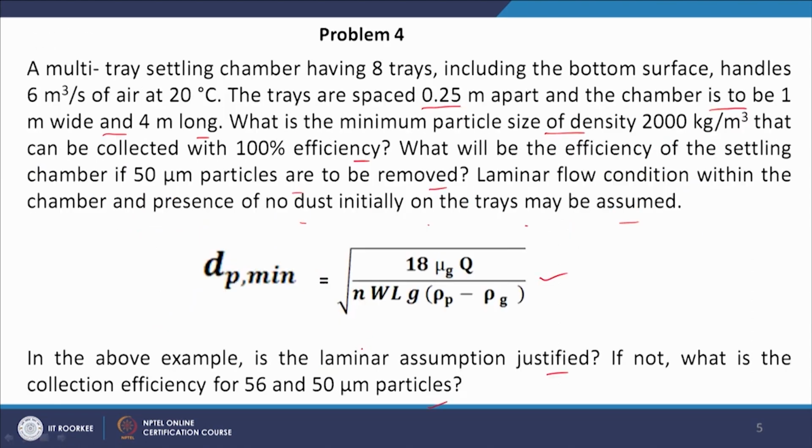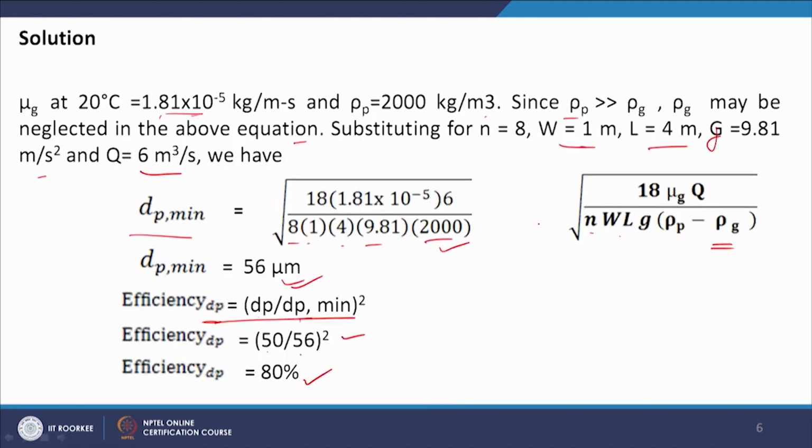So, this is the first part. In the first part we had to calculate the efficiency of the settling chamber if 50 micrometer particles are to be removed, assuming laminar conditions within the chamber and no dust initially on the tray. On that basis we can get it for 50 micrometer particles, because 56 is the minimum diameter. This minimum diameter particle size means we will be getting 100% removal. Now, the diameter 50 micrometer is less than 56 micrometer, so efficiency is (50 by 56) square into 100. So, 80% we are getting.